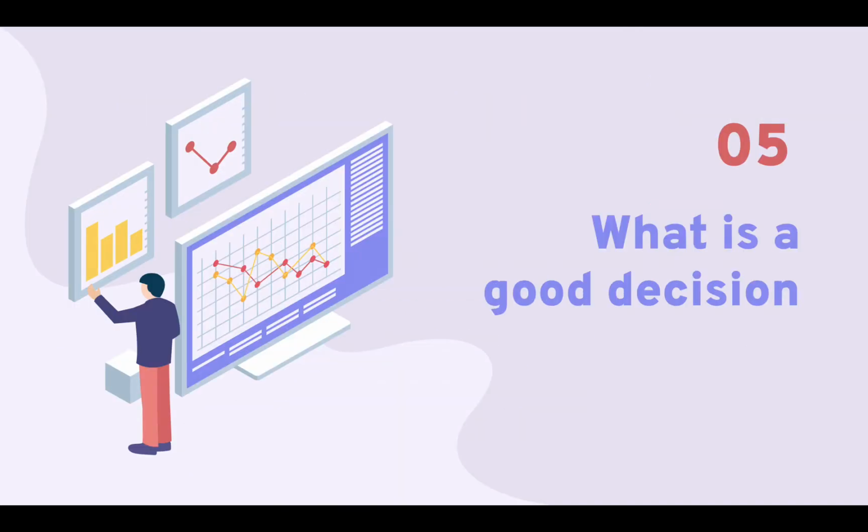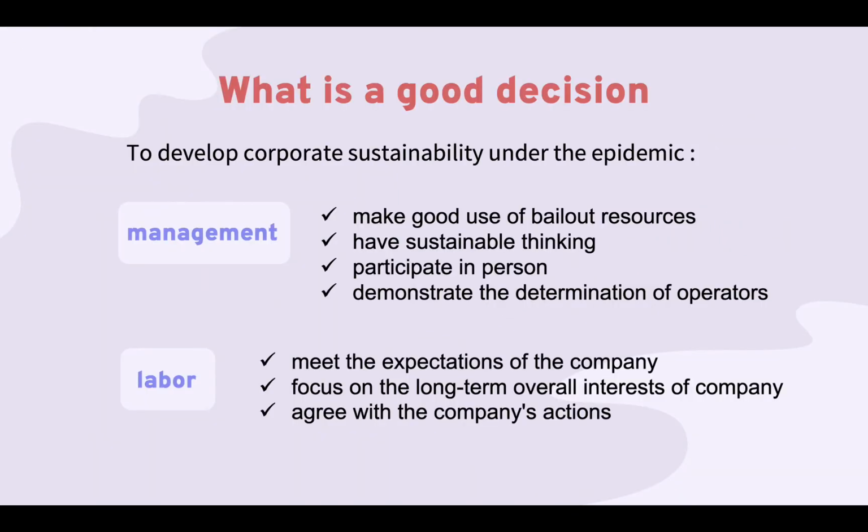Turning to my final point, I'd like to point out what is a good decision to develop corporate sustainability under the epidemic. Management should make good use of built-out resources to enable employees to sustainably develop their strength. In addition to having sustainable thinking, management also needs to participate in person and demonstrate the determination of an operator. I'll turn it over to the next person to report.